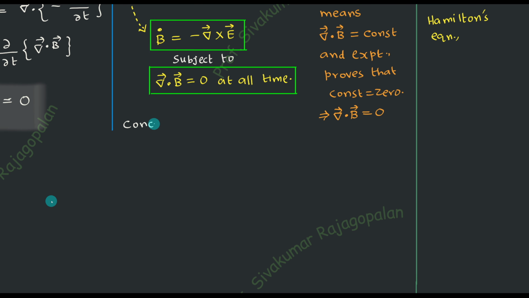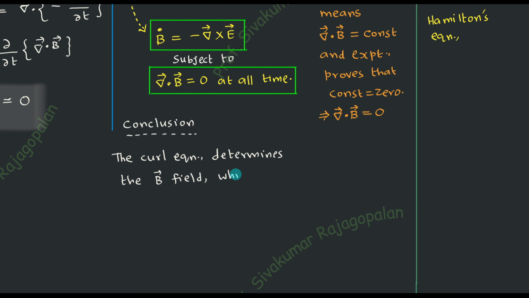Okay, I would like to write down the conclusion. The conclusion is that the curl equation determines the magnetic field. This is very important. The curl equation determines the magnetic field, whereas the divergence equation serves the purpose of constraint. Okay, if you are able to understand this one line, it's all fine.